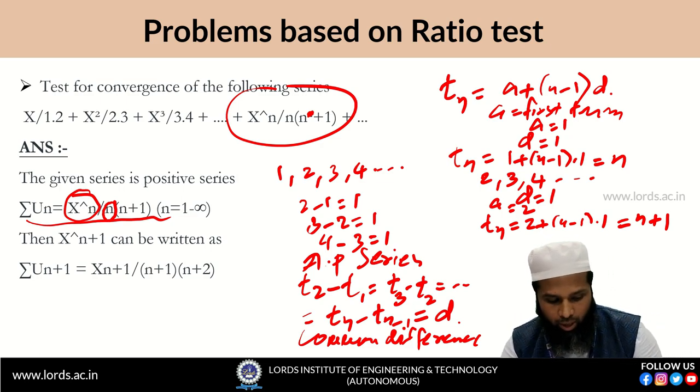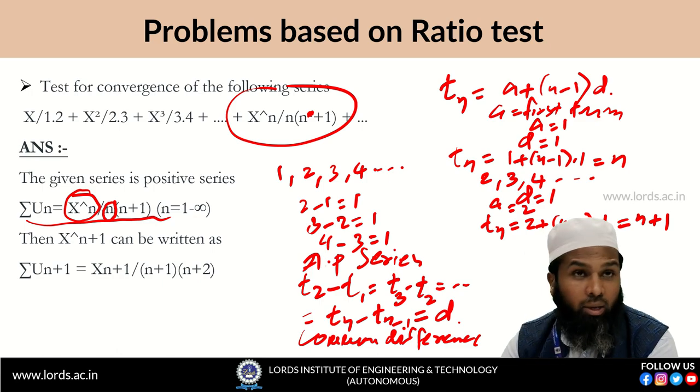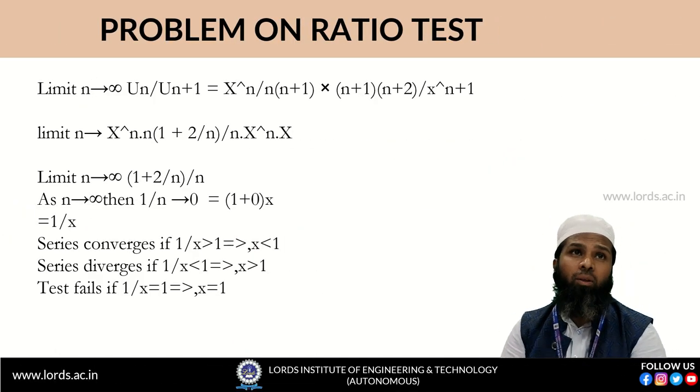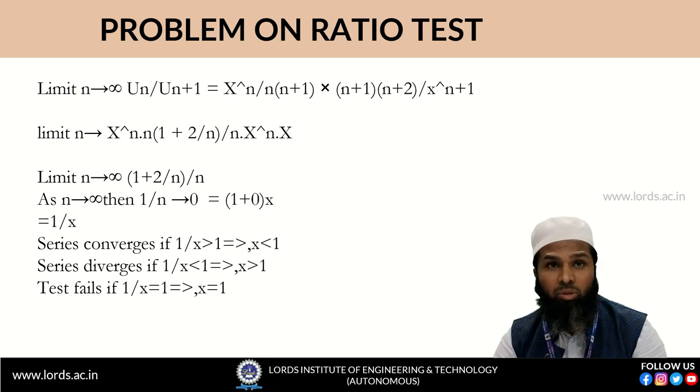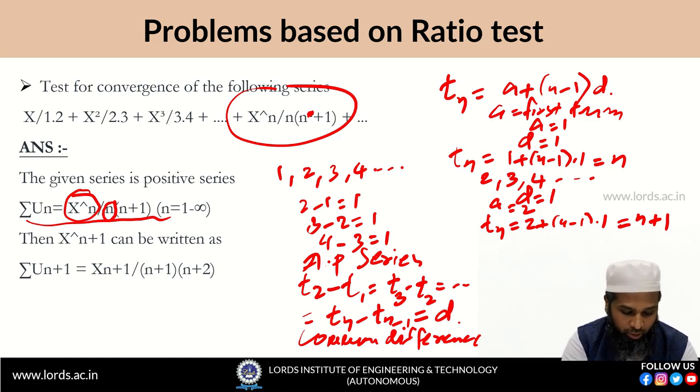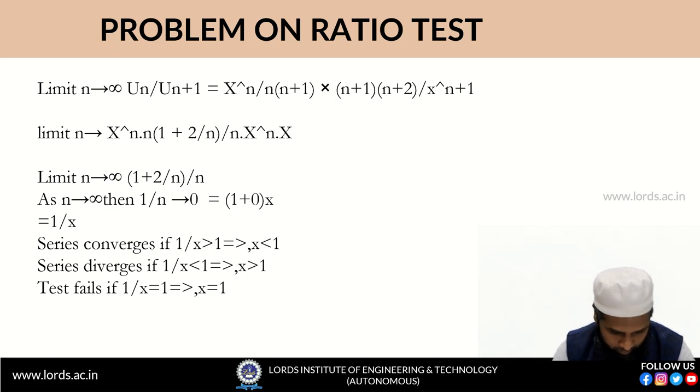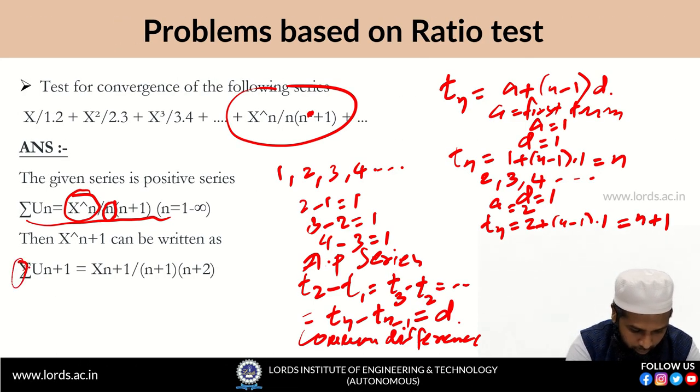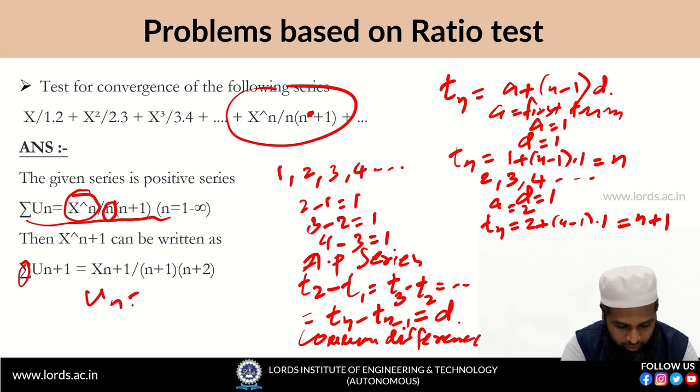Now, according to the formula, we are writing un plus 1. Generally, some students face difficulty in writing un plus 1, and that is very easy to understand. You look here, un plus 1. What is the nth term? We have un equal to x power n divided by n into n plus 1. This is the nth term of the series.